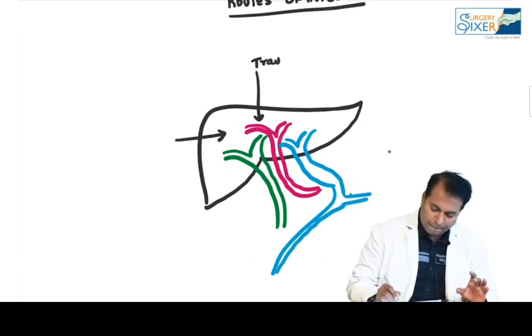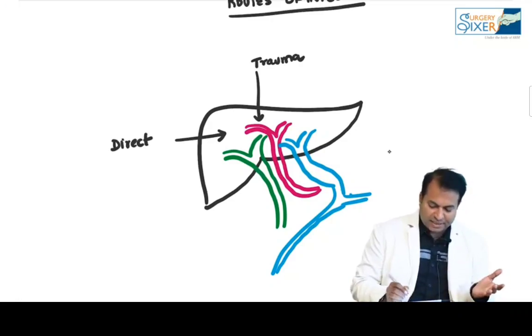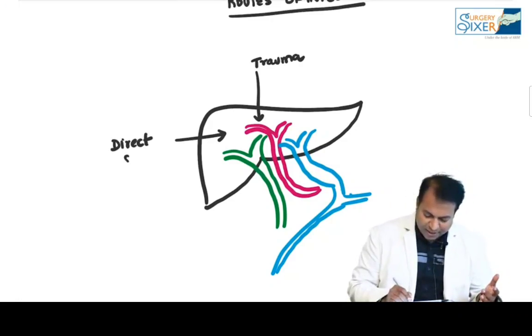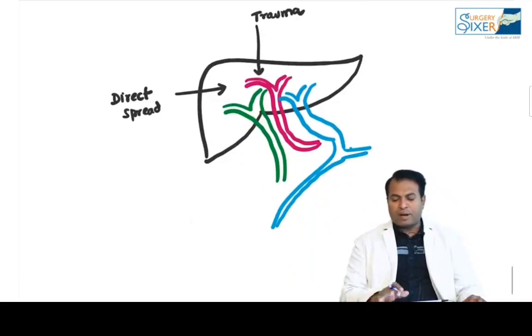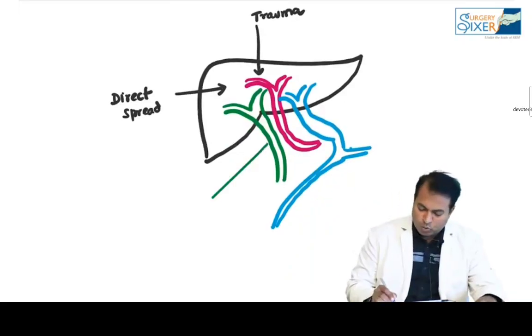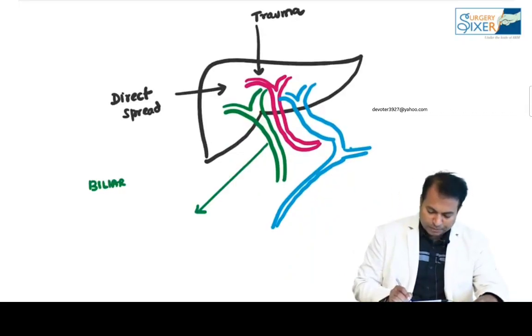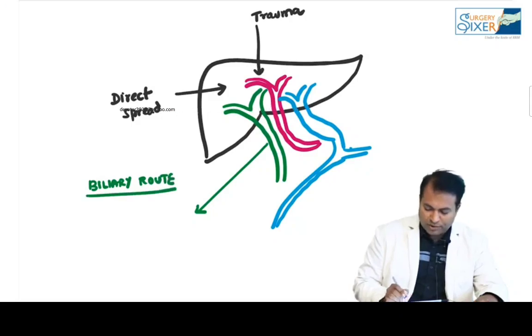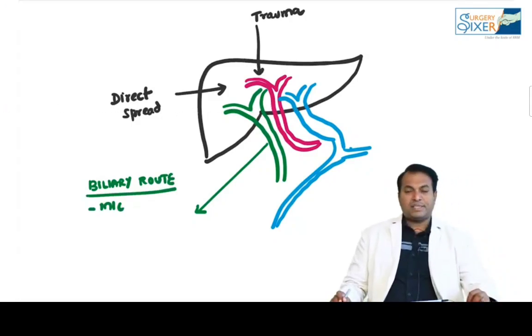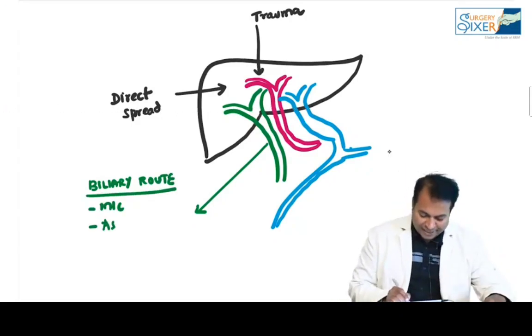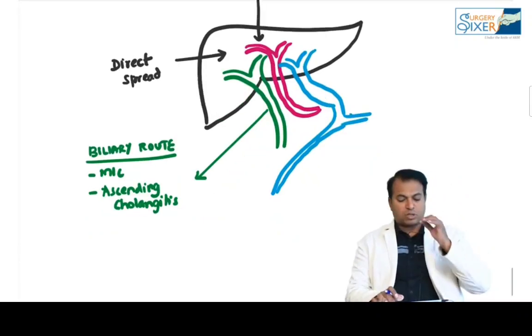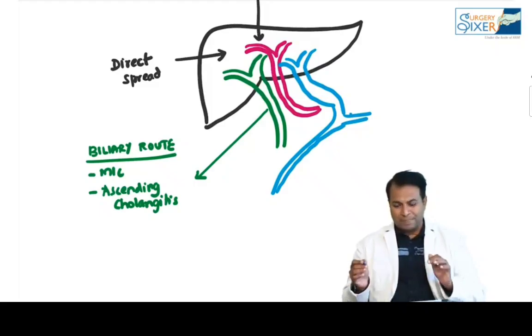So trauma, direct spread from adjacent infection somewhere, any diverticulitis or some other direct infection from the nearby bowel. So these are all not important. What is more important is these 3. The most common route of infection to the liver is the biliary route, and it is usually following ascending cholangitis due to bile duct obstruction.